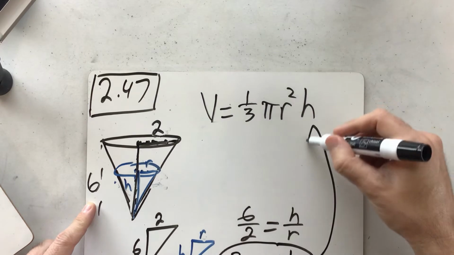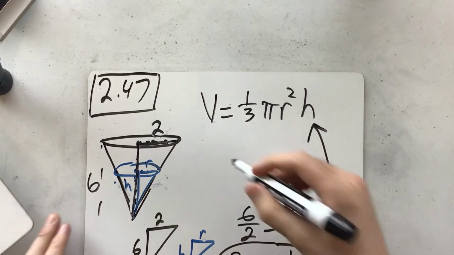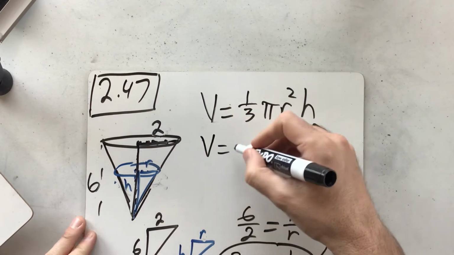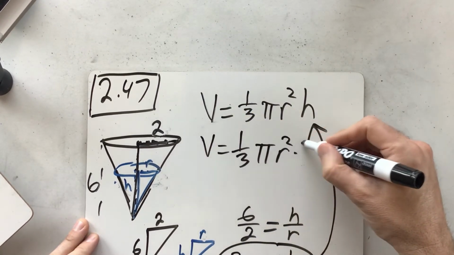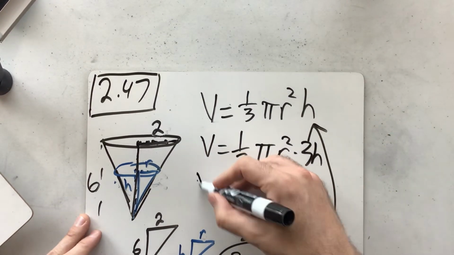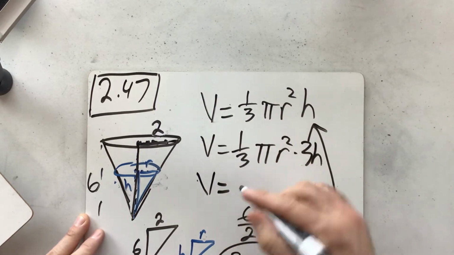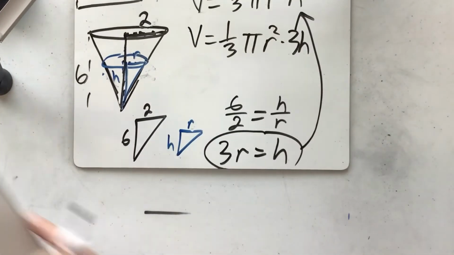That means we can come up here and plug it in, and that's going to make our formula a lot easier to work with. So our formula is the volume equals 1/3 pi r squared times 3h. And let's take even one more step. Let's write it on the next whiteboard.